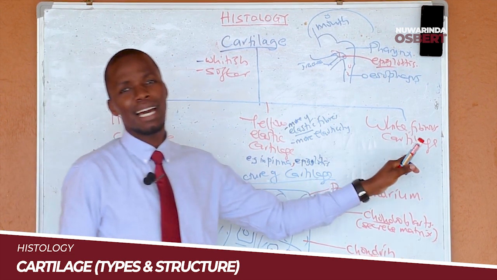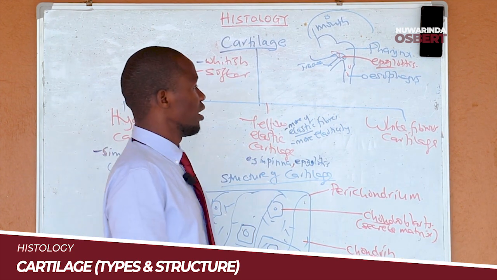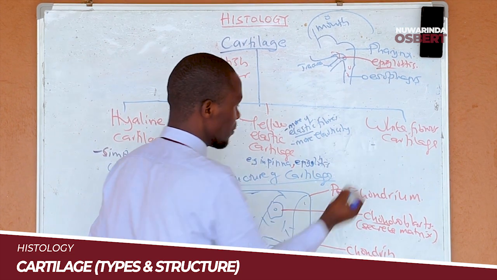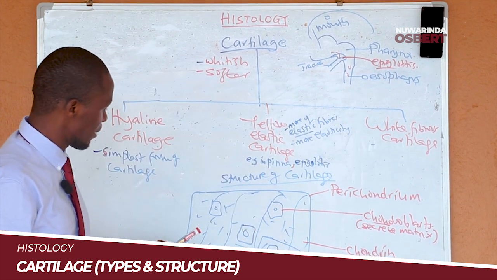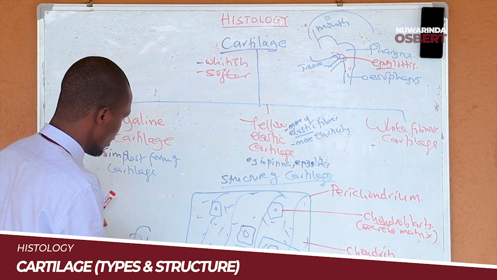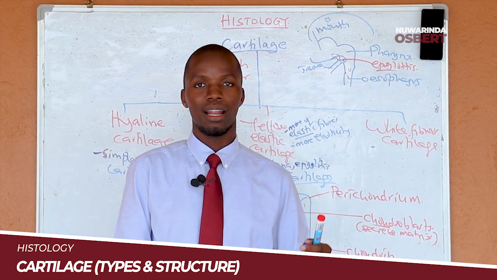Now, on the other hand, when we come to the white fibrous cartilage, it contains more. Remember we said these fibers which you are seeing here, some of them are collagen fibers and some of them are elastic fibers.